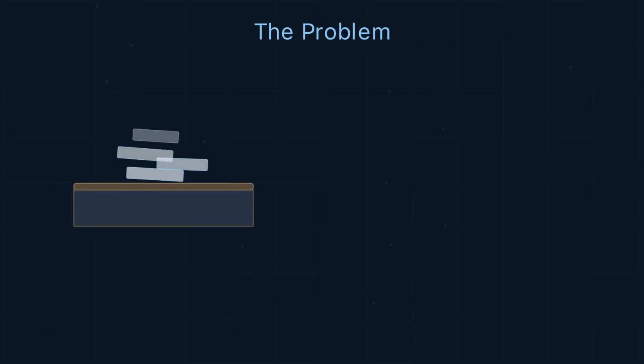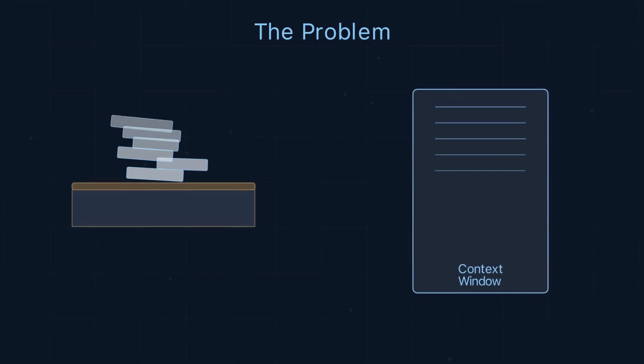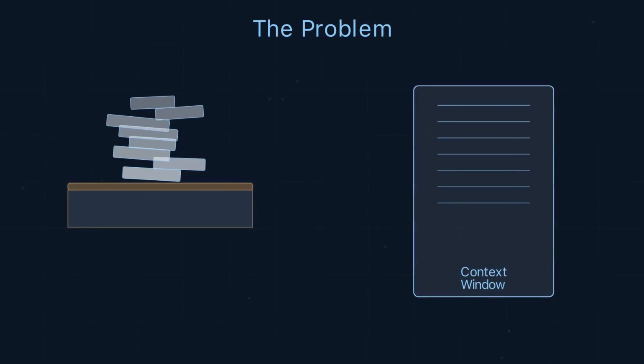Every AI assistant has a dirty secret. It forgets. Not slowly, like a person losing their keys. Completely. Every conversation starts from scratch. And even within a single conversation, there's a hard wall, the context window.